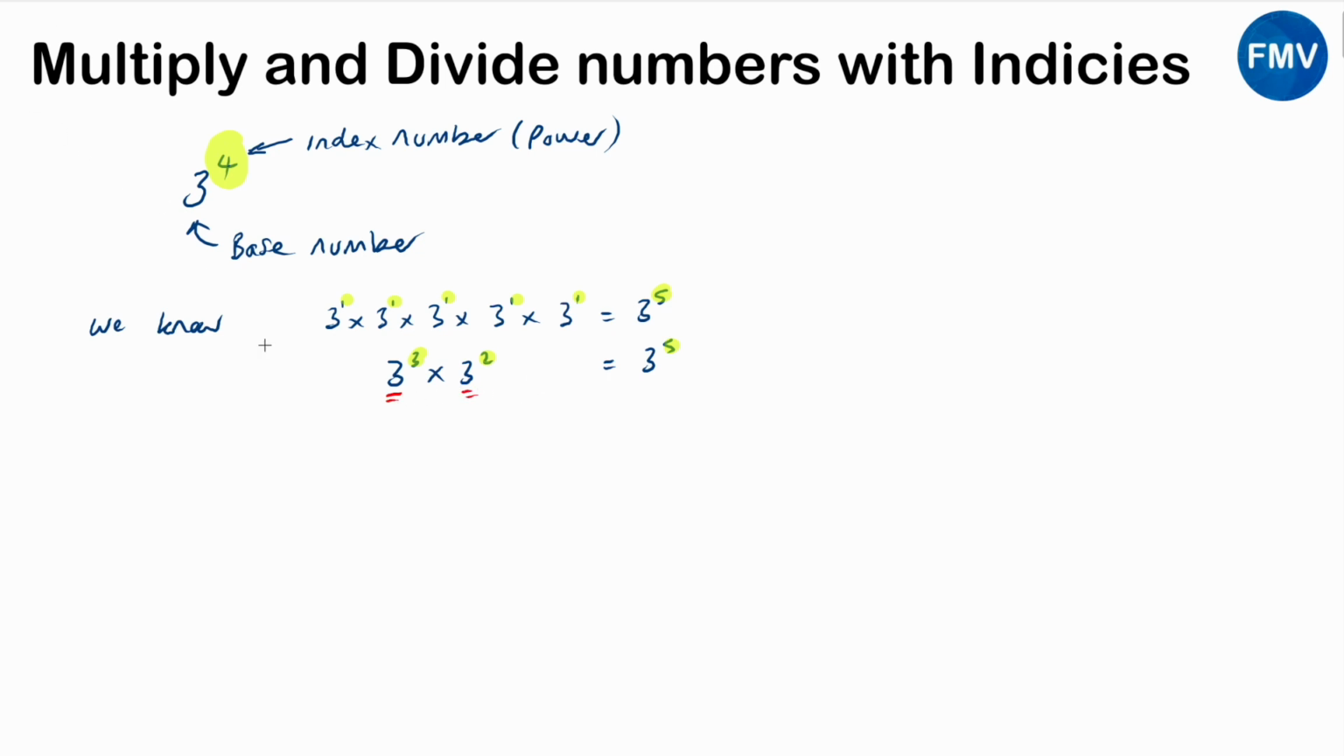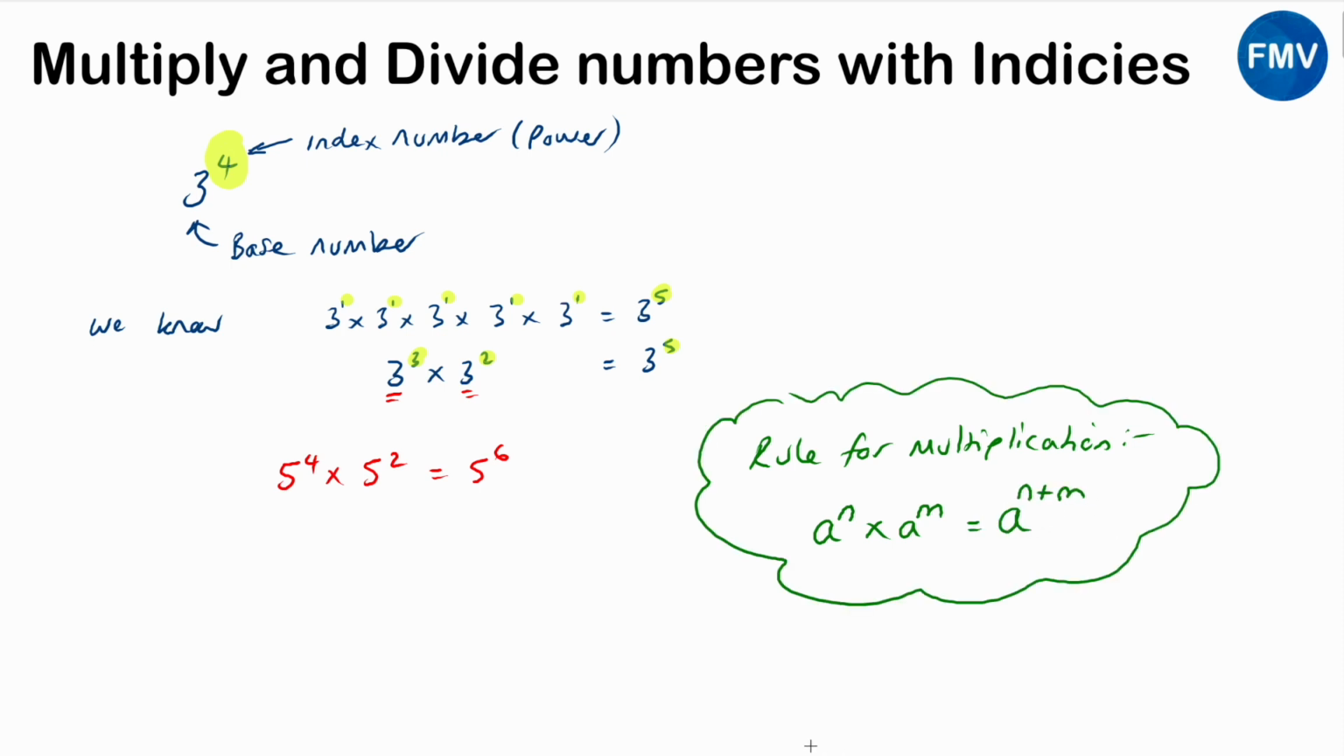So let's look at another example. In this case, the base number is the same. 4 plus 2 is 6. So that is 5 to the power of 6. So the rule for multiplication is a to the power of n multiplied by a to the power of m. All you do is you have the same base number a, n plus m. So that's the rule for multiplication.